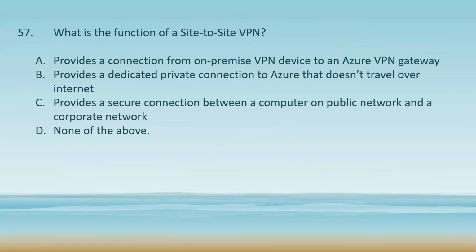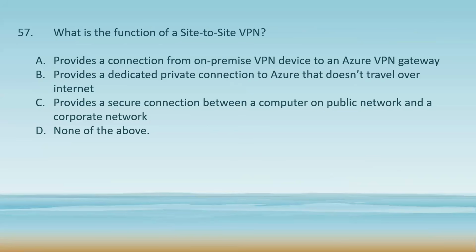Next question. What is the function of a site-to-site VPN? Your options are provides a connection from on-premise VPN device to an Azure VPN gateway, provides a dedicated private connection to Azure that doesn't travel over internet, provides a secure connection between a computer on public network and a corporate network. And then the last option is none of the above.